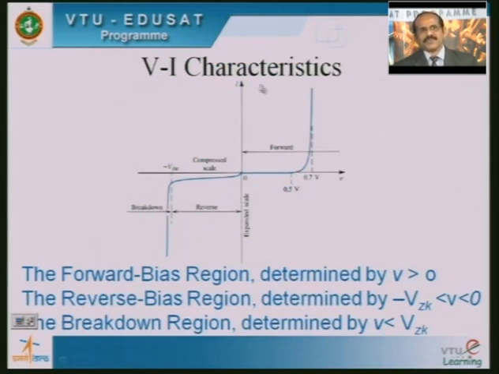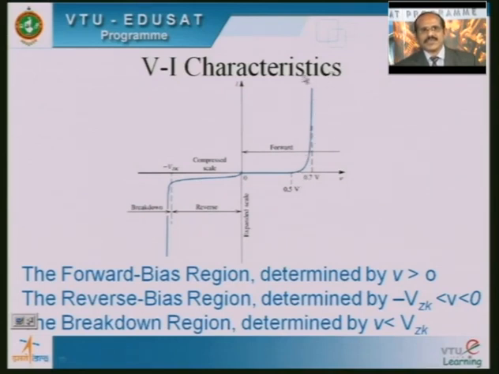Also, we have seen the VI characteristics of a diode. It consists of three regions: one is the forward bias region, another is the reverse bias region, and third is the breakdown region. It may be seen from this that the forward bias region is defined by V greater than 0. Until the forward voltage reaches the cut-in voltage or threshold voltage, the diode cannot conduct, so the current will remain 0. Once it exceeds the threshold voltage, there will be a sharp rise in the current.